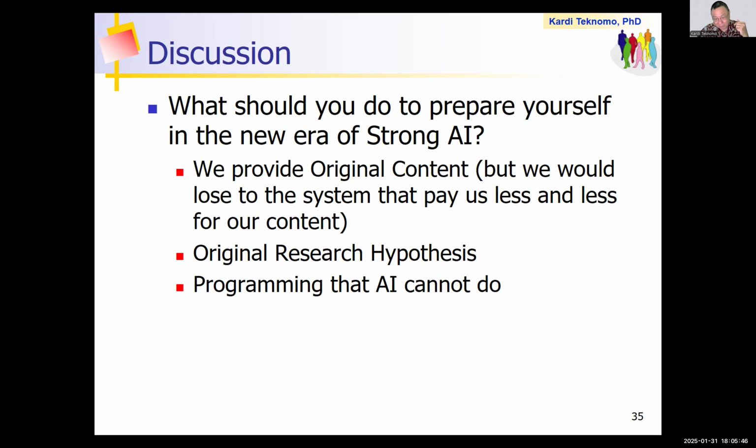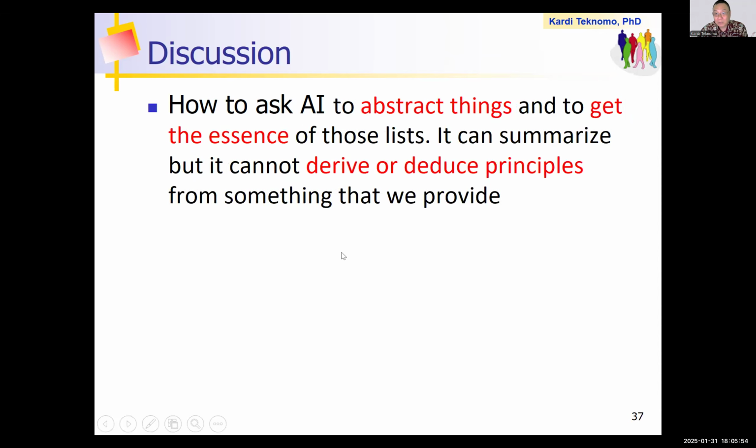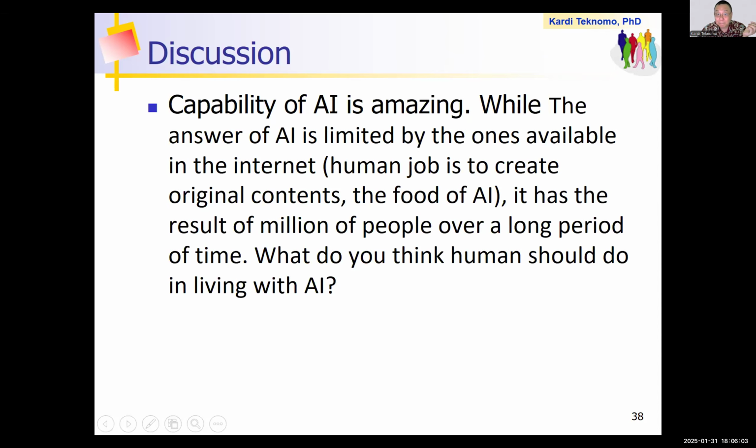You can now prompt AI to do, for example, mind maps. You can ask AI to do abstract things to get the essence, to derive, to deduce some principles. These are very amazing capabilities of AI. But there are things that at this point, what do you think humans should do in living with AI? That's my question to you. Any idea?